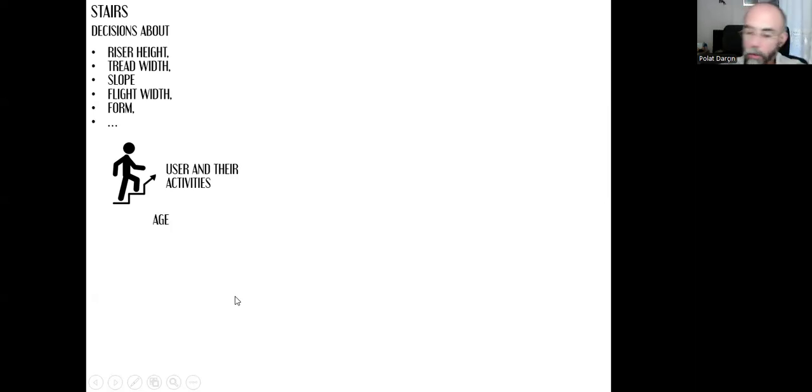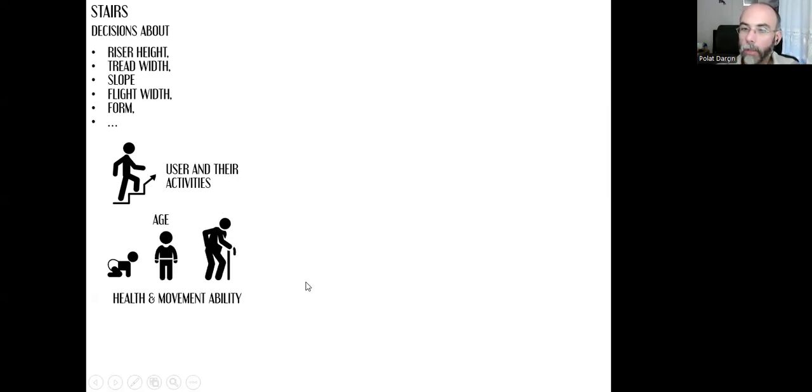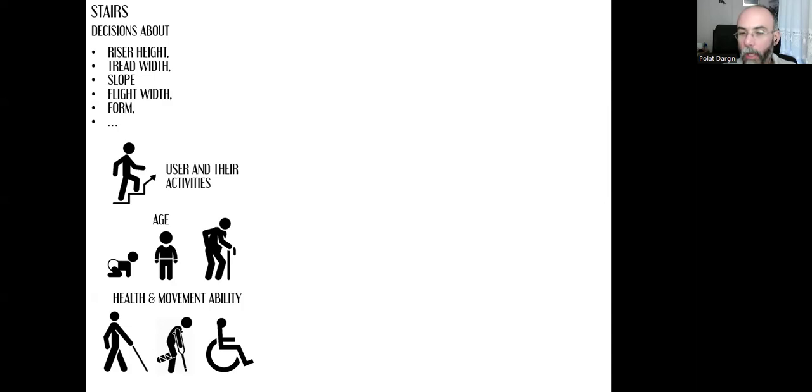And they depend on the user and their activities. We need to take into consideration the age of the user so that we can make proper decisions about riser width, riser height, tread width, slope, and flight width and form. Their health and movement abilities: they can be blind, or they may need to use some walking aids or a wheelchair.